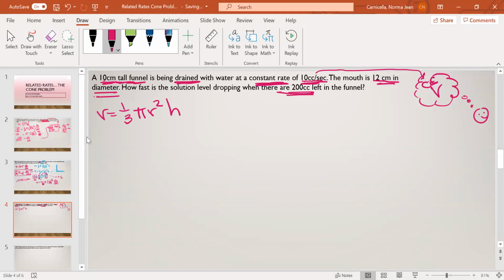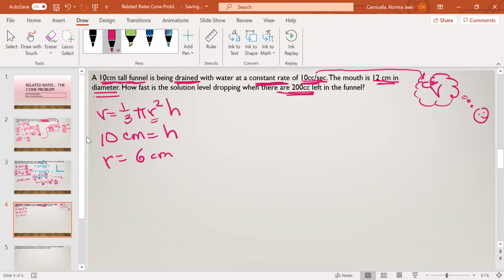I know its constant height is going to be 10 centimeters. And I know that the radius, because the diameter is 12, and that's what I want to put in here, is 6 centimeters.